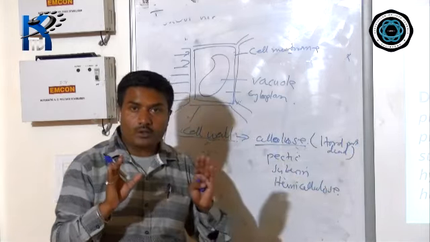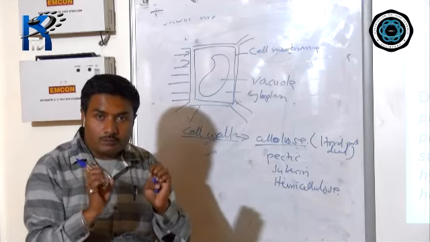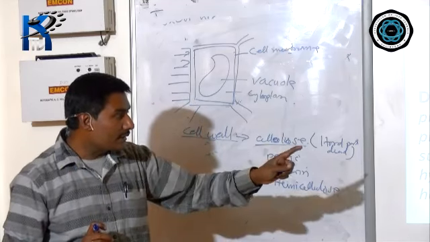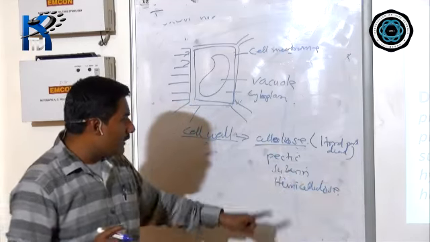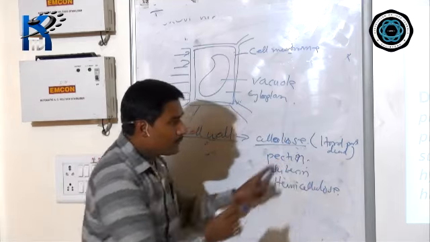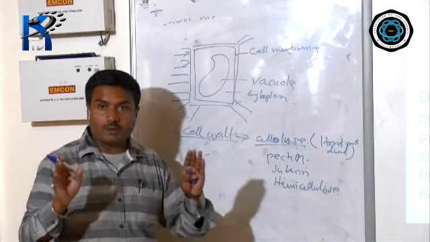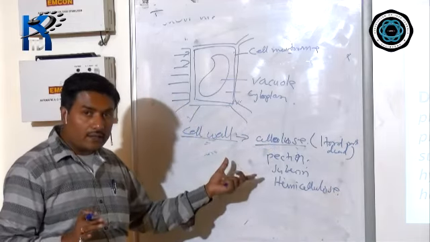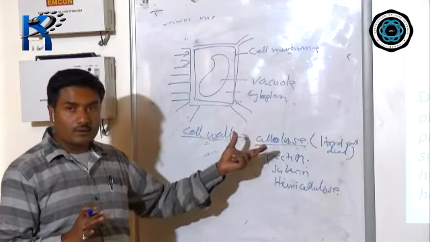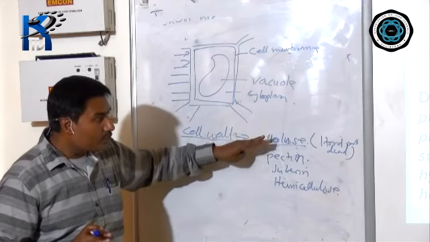Hygroscopic constituent means that they absorb water, such as cellulose, hemicellulose, even the pectin material of the cell wall, depending upon the type of plant. It's not that all cell walls contain cellulose. These are the hygroscopic constituents.